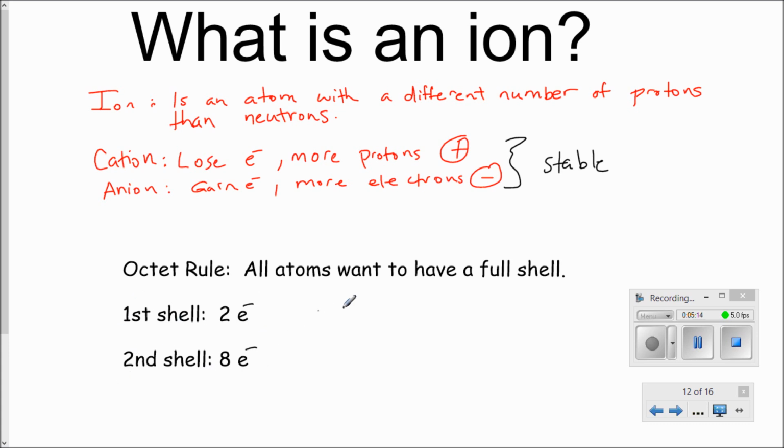This is why, for example, helium has 2 valence electrons. It only has 2 electrons in the first shell, and it is stable. It doesn't become an ion because it has a full shell. If we look at the noble gases, the same thing happens. For example, xenon has 8, also a full shell. So these noble gases do not form ions because they are stable.